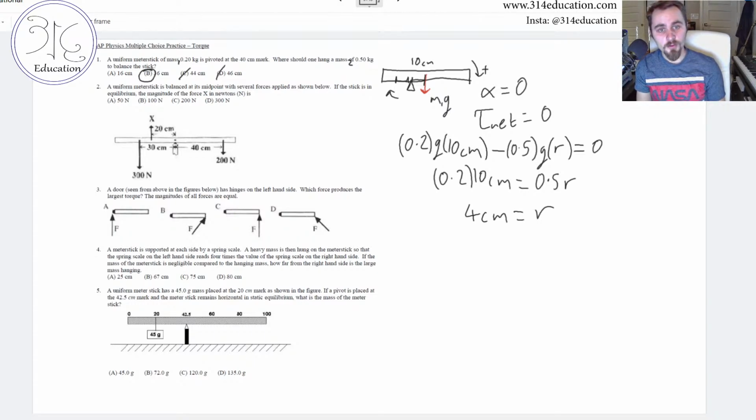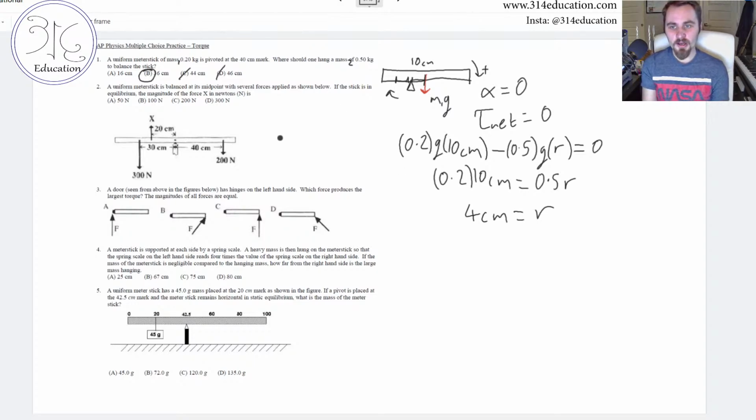For number 2, we've got a uniform meter stick balanced at its midpoint with several forces applied as shown below. If the stick is in equilibrium, the magnitude of force X in newtons is going to be equal to which? Okay, so this is the same type of thing as we had before, only now instead of masses, we're just given the forces directly.